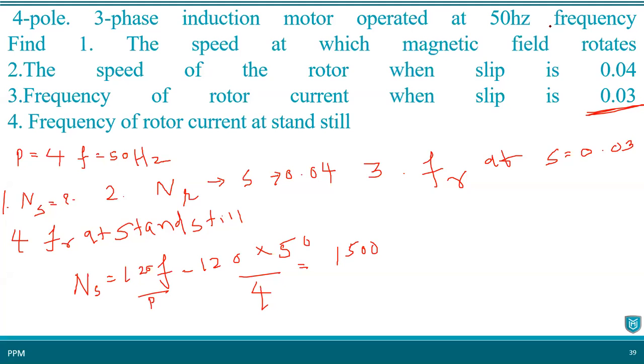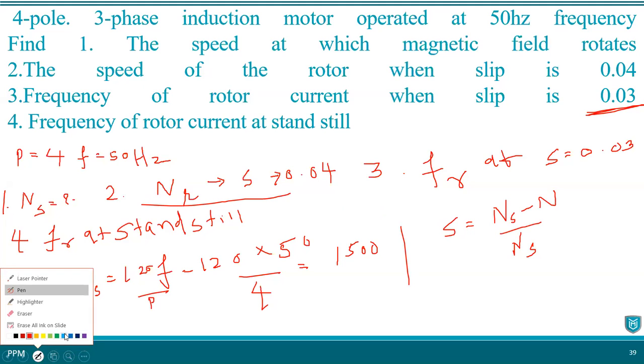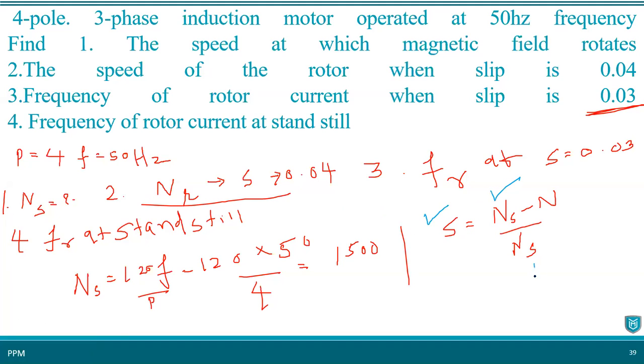Okay. Now next, we need to find out the parameter that is Nr, so obviously we need to apply the equation S is equal to (Ns minus N) upon Ns. In this equation, which parameters are given to you? Yeah, very good. So slip is available, Ns is available, so you can find out the N. Please find out the second answer for this one.